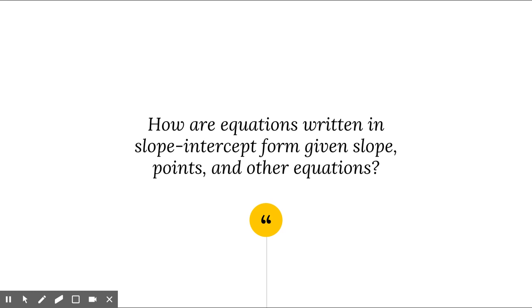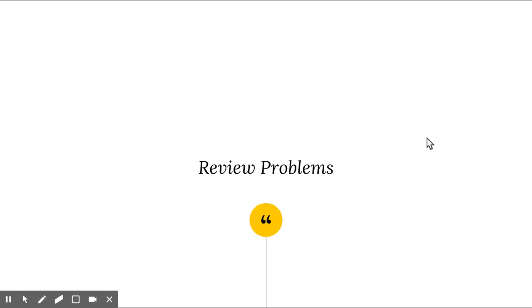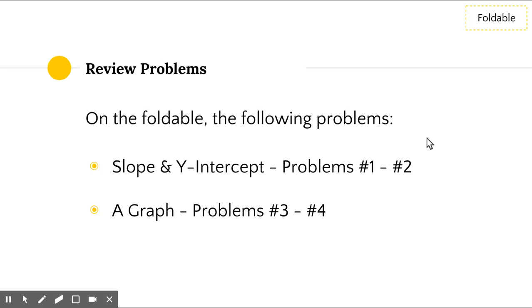Now this is very similar to what we went over in the last lesson, but we're going to go a little bit more in depth on how to write equations given just a point and a slope, or rewriting equations. First, you've got a couple of review problems to try on your foldable, problems 1 through 4. This is just a refresher from the last lesson, to see if we remember how to write equations based upon our slope, y-intercept, and a graph.